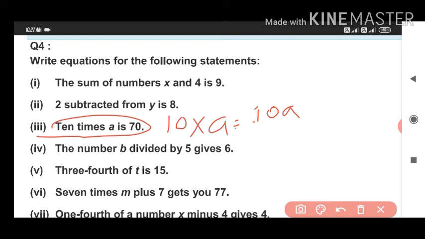Then 10a is 70. That means 10 multiplied by a is 70, so 10a is equal to 70. So this is the equation for question 3.